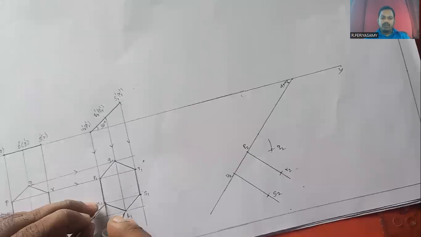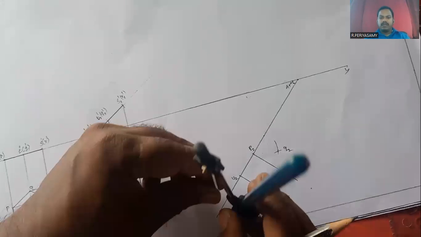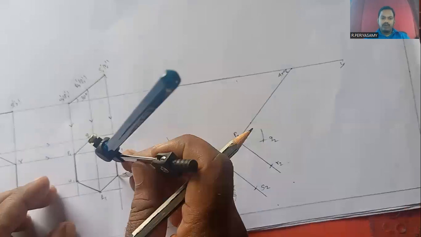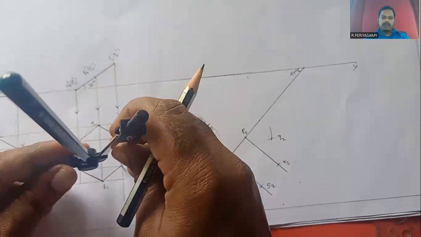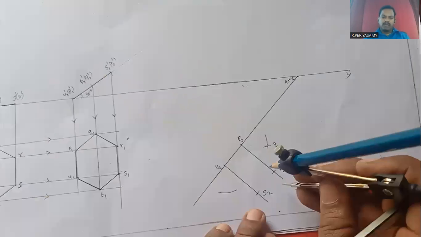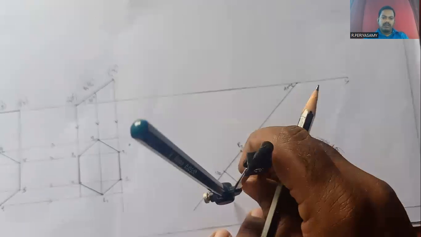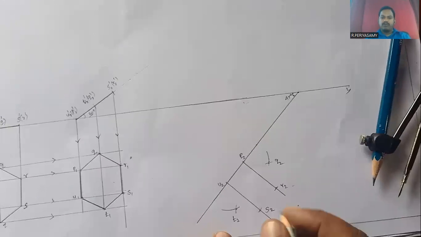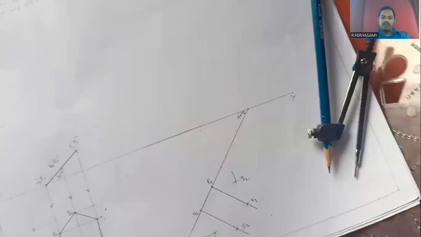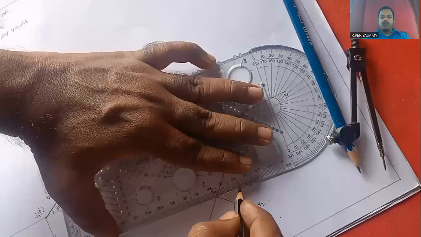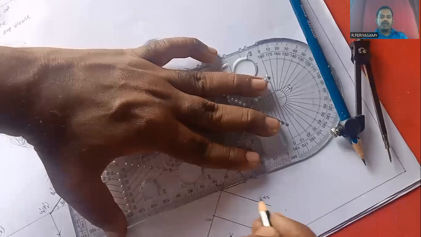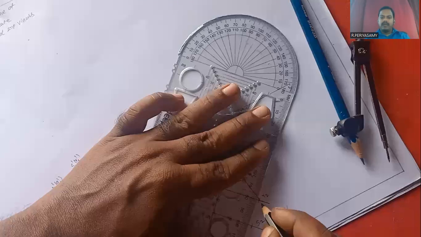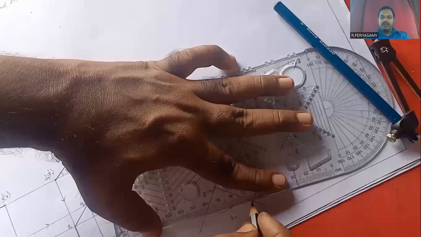Next, I measure U1 to T1, keep the compass at U2 and make an arc. Next, I measure S1 to T1, keep the compass at S2 and make an arc. The point where both arcs meet is marked as T2. Now we have to join all these points: P2, Q2, Q2, R2, R2, S2, S2, T2, T2, U2. Finally, we have to join these points.